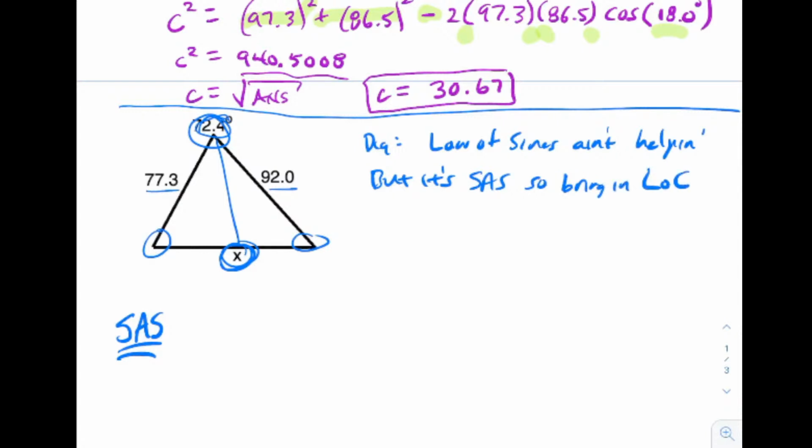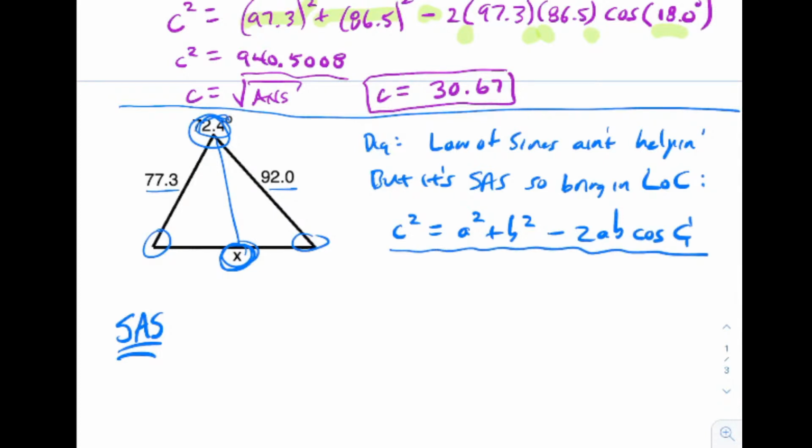LOC for law of cosines. Now, I always write down the same formula every single time. C squared equals A squared plus B squared. Whoops, not equals. C squared equals A squared plus B squared minus 2AB cosine of angle C. That is the law of cosines.